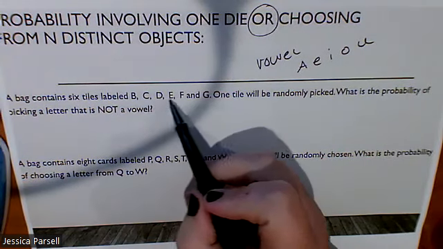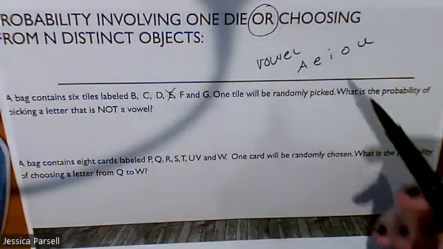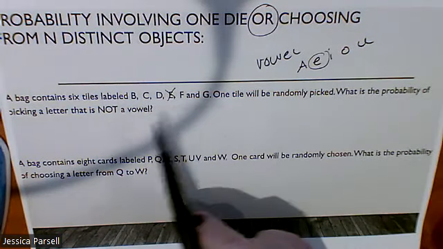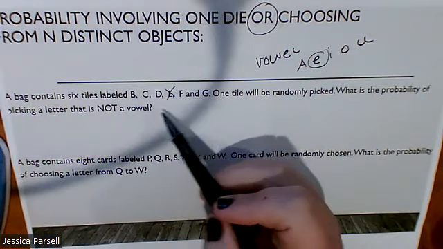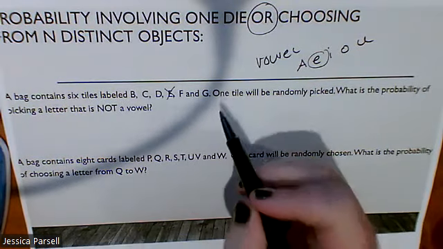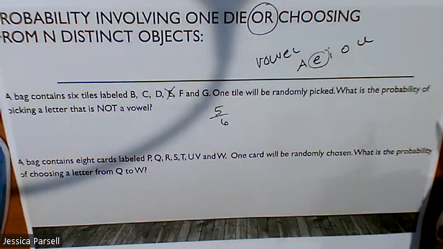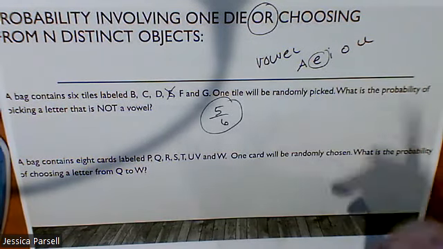Okay, so the only vowel in this lineup is E. Okay, so we don't want to select that. So the probability of picking a letter that is not a vowel is going to be all the others. 1, 2, 3, 4, 5 out of 6. So hopefully you got that.